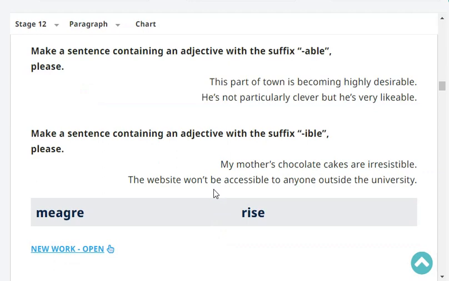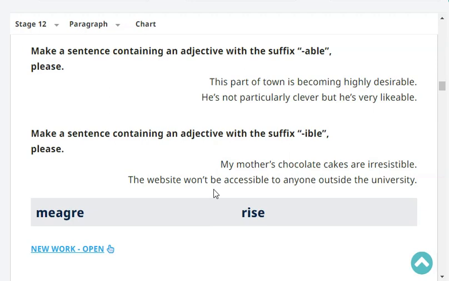Make sentences containing an adjective with the suffix -able, please. This part of town is becoming highly desirable. He's not particularly clever, but he's very likable.